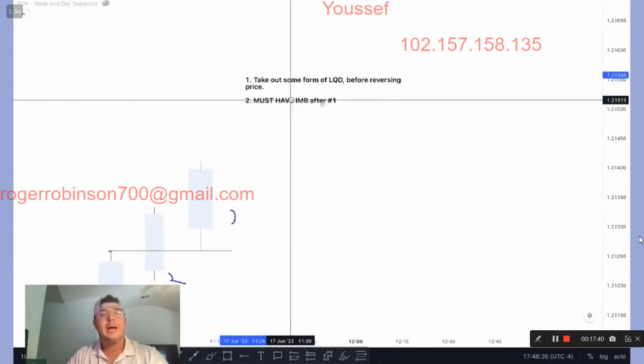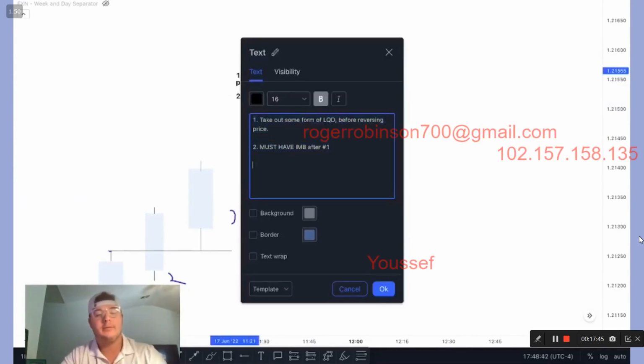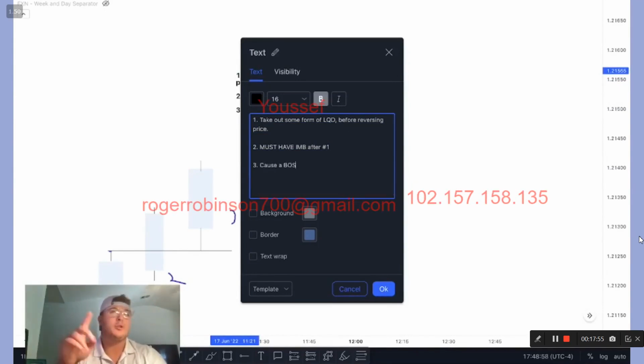All right. After we have that second criteria for the core 4 features, the third thing we must have is... again, you can't just have 2 out of 4 or 3 out of 4. You need all 4 things to have an order block. The third thing is that the order block, aka candle 1, must cause a break of structure, a directional shift or a momentum shift.